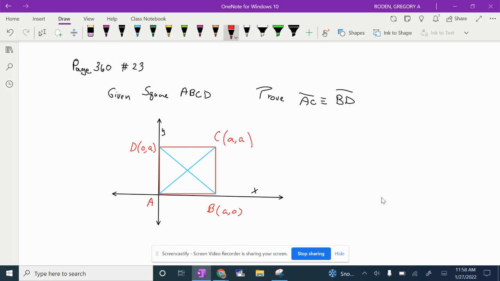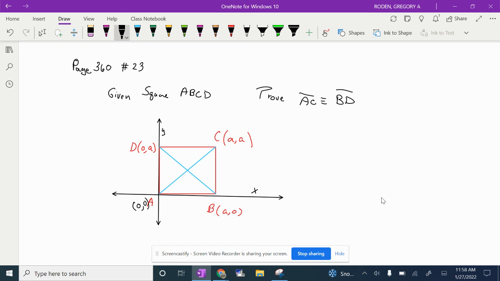AC is congruent to BD. And it's telling us that it's a square, right? So a square obviously is a rhombus and rectangle, which means it has rhombus and rectangle traits. So let's see here. If we wanted to prove that AC is congruent to BD, then we can just use the distance formula, okay? Now remember, guys, the coordinates of A are 0, 0.